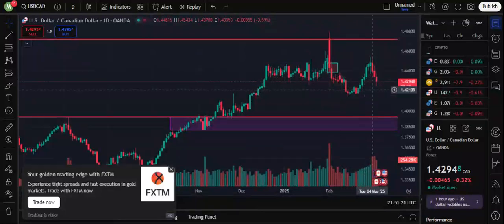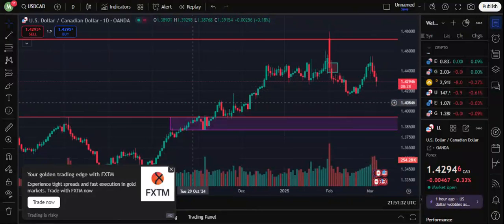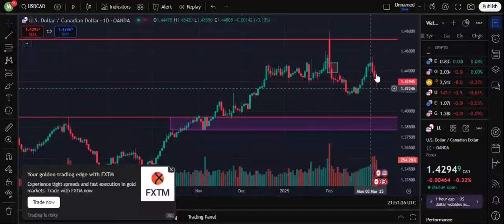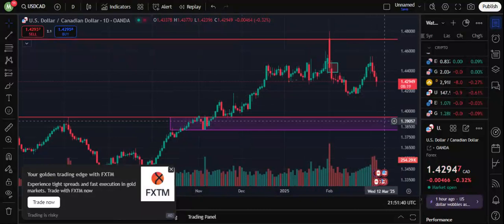Currently we are on this trade at about $40 right now, and we closed at $62. I've closed the trade. So we are expecting price to still drop. We are expecting price to drop on this USD Canadian dollar.